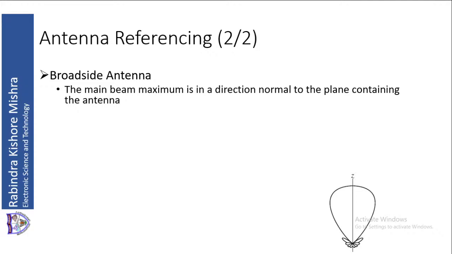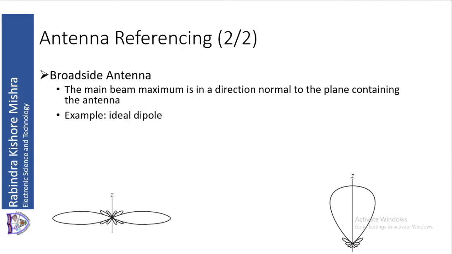Then the other type of antenna will be the end fire antenna. An example of this antenna is again the ideal dipole. These are usually broadside antennas. The pattern is normal to the plane containing the antenna.